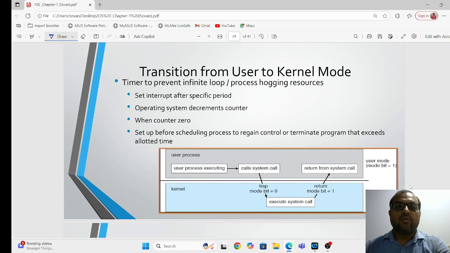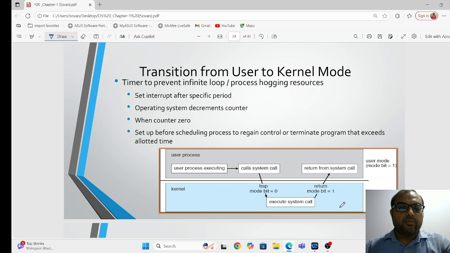Now this is the transition from user mode to kernel mode. In user mode, if the mode bit is 1, that is called user mode. If the mode bit is 0, it is kernel mode. So they can keep the information to switch from user mode to kernel mode.